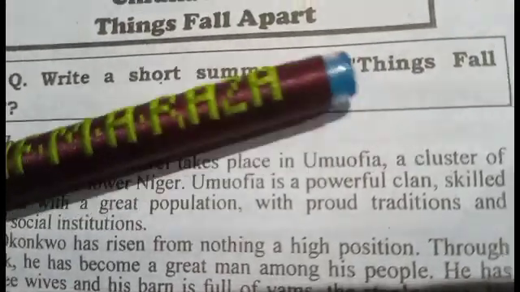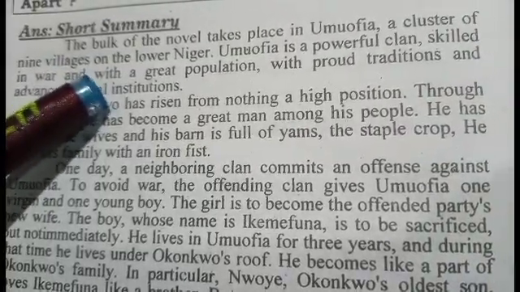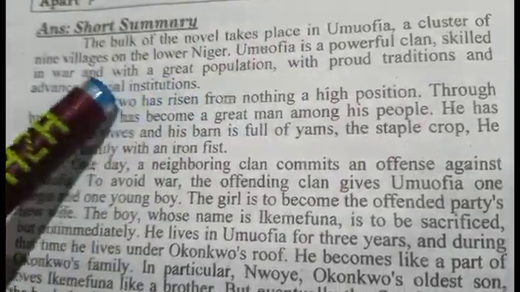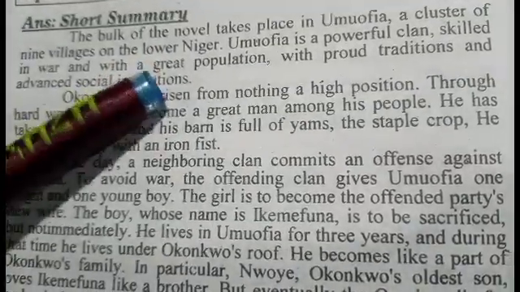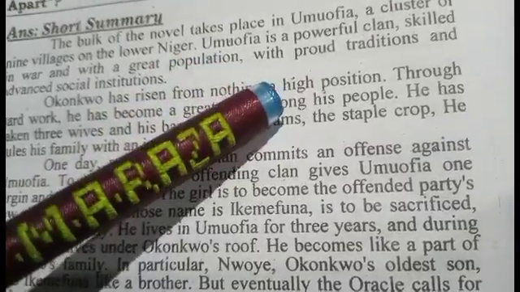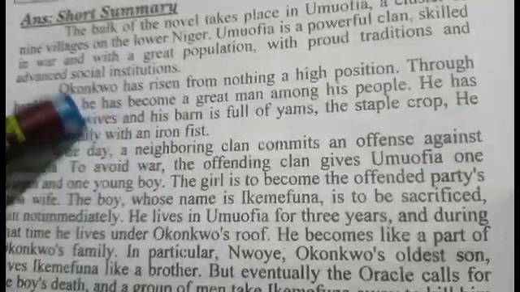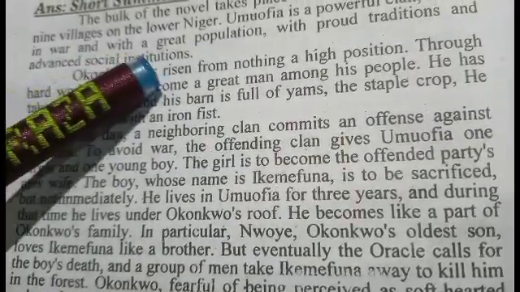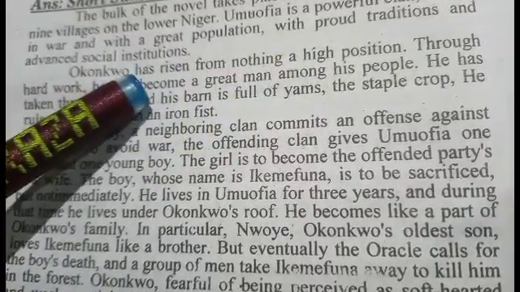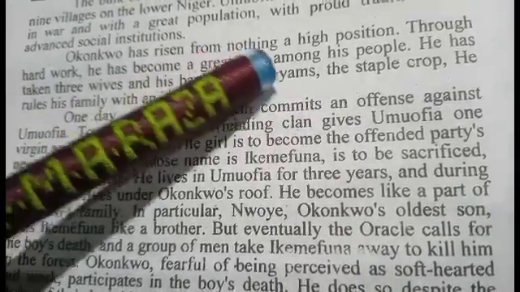How to write a short summary of Things Fall Apart. The bulk of the novel takes place in Umuofia, a cluster of nine villages on the lower Niger. Umuofia is a powerful clan, skilled in war and with a great population, with proud traditions and advanced social institutions. A clan means a tribe or a group.